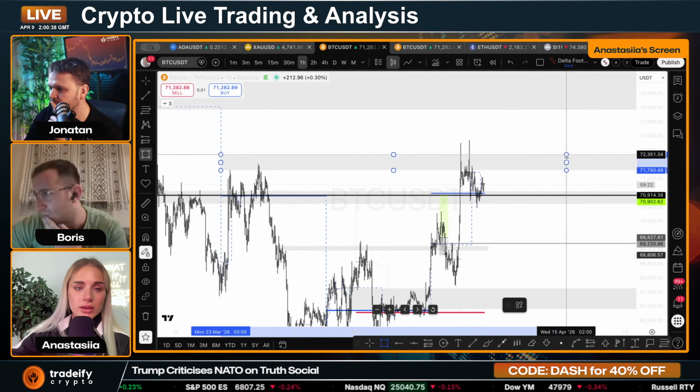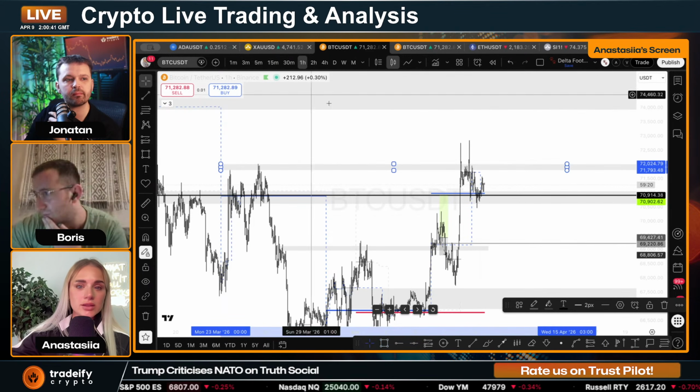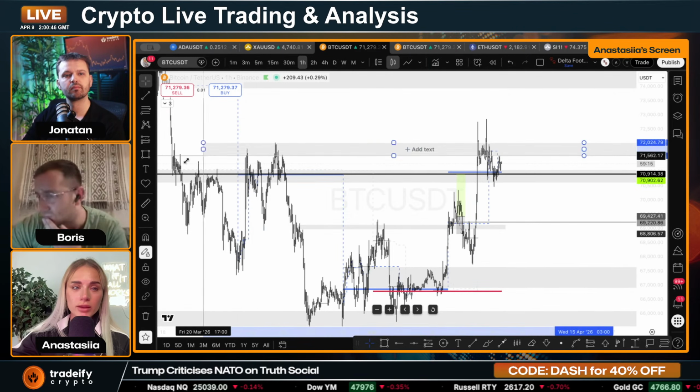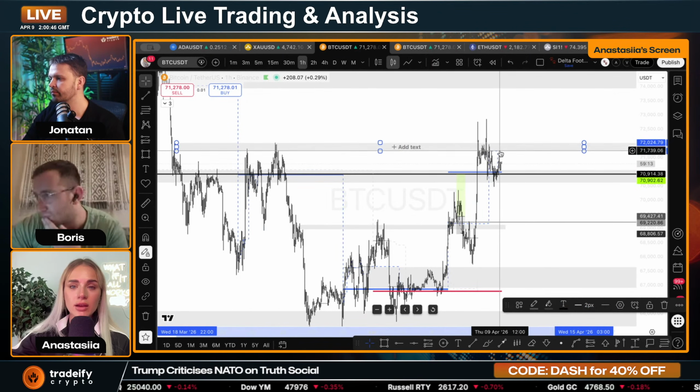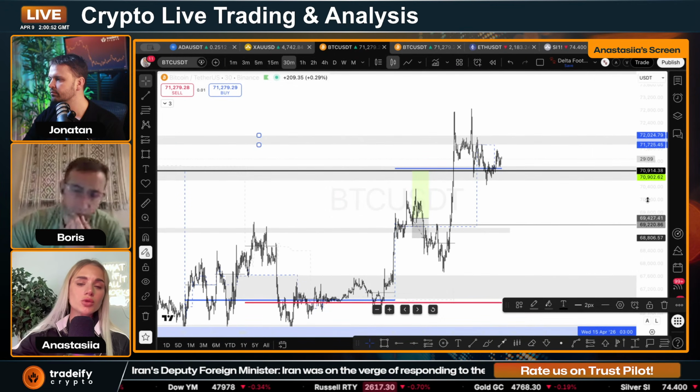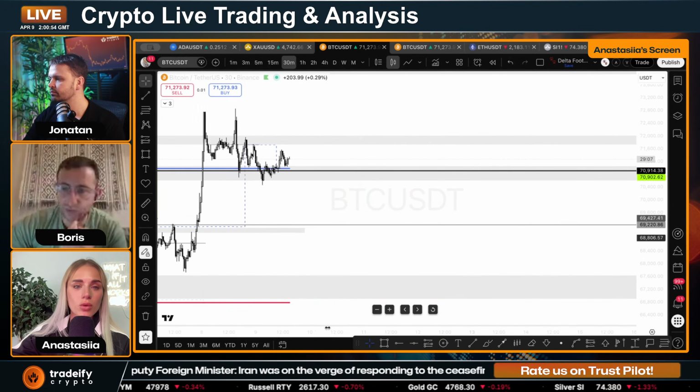The price tried breaking above these highs twice. It failed. And we had the volume coming in exactly at these previous highs here, which the price wasn't able to break through above. So as I'm expecting gold to go higher, I'm expecting Bitcoin to go lower.